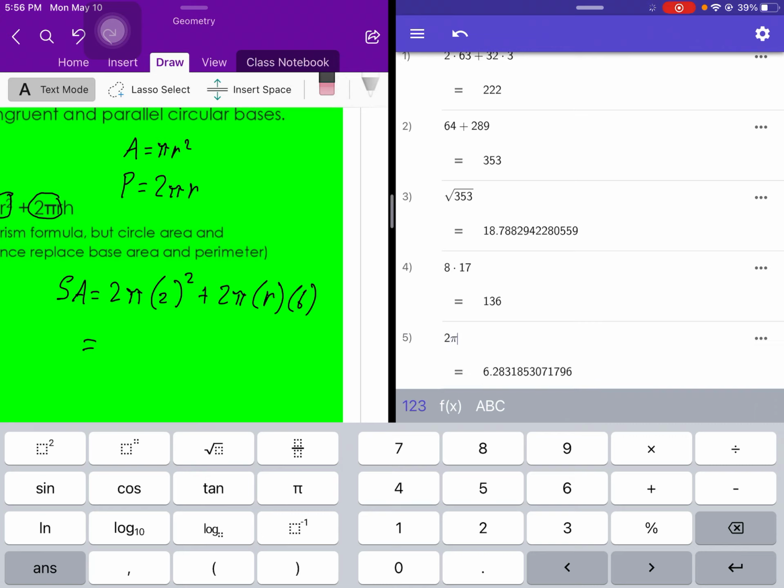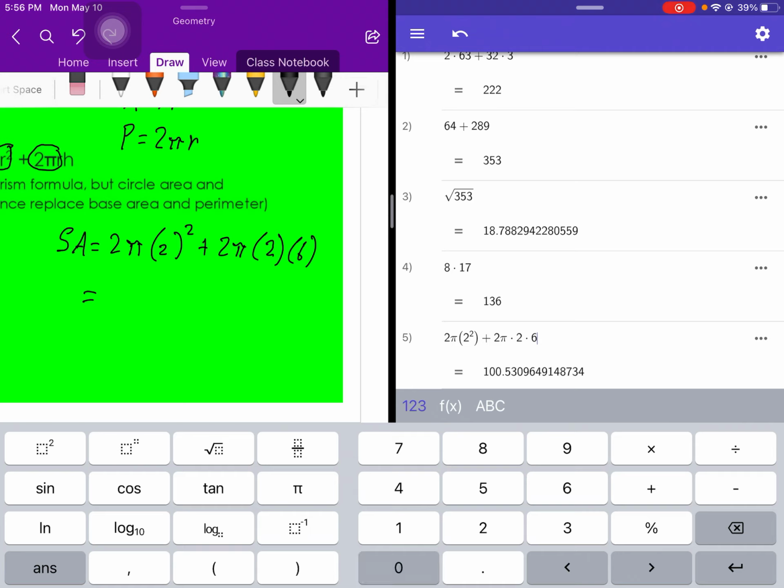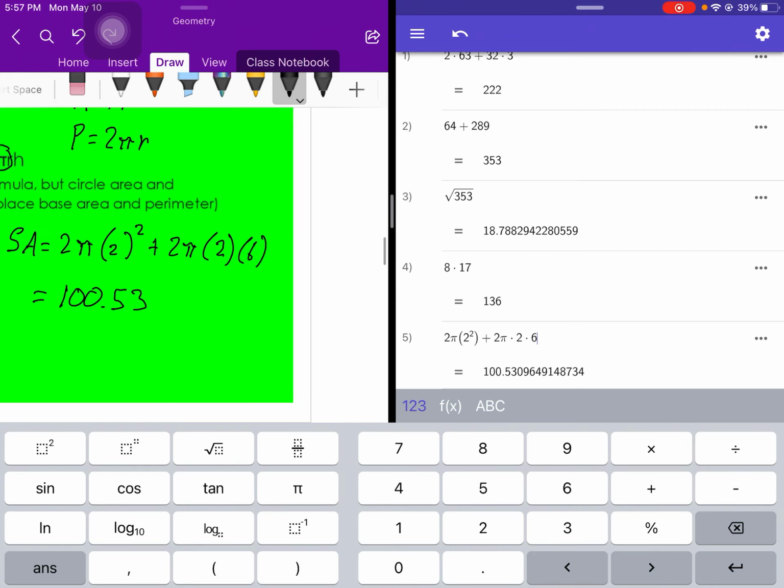Okay, so we have 2 pi. I'm going to put the 2 squared in parentheses just to note that it's separate. Plus 2 pi. Oh, I forgot to mark the radius here, excuse me. The radius we already figured out was 2. So I'm going to do times 2 times 6. And there we go. We get 100. We're going to round to 2 decimal places, 100.53, and that is centimeters squared because that's surface area.